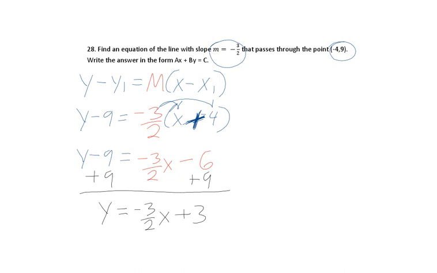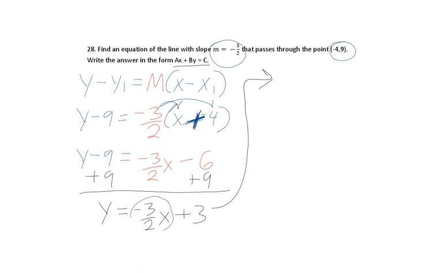Technically, this is the answer. It's the answer in slope-intercept form, and some instructors might be okay with this. You're going to have to ask them if they are. However, the instructions did say write it in ax plus by equals c form. What that means is all the letters have to move to the same side. So, if your instructor does want ax plus by equals c form, here's where to go.